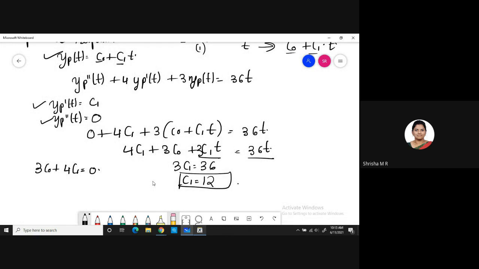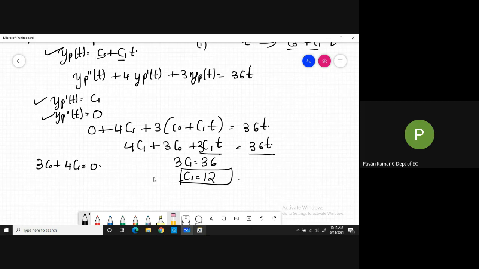Compare the coefficients of power of t. Got it? Are you following or not? Can I explain once again?